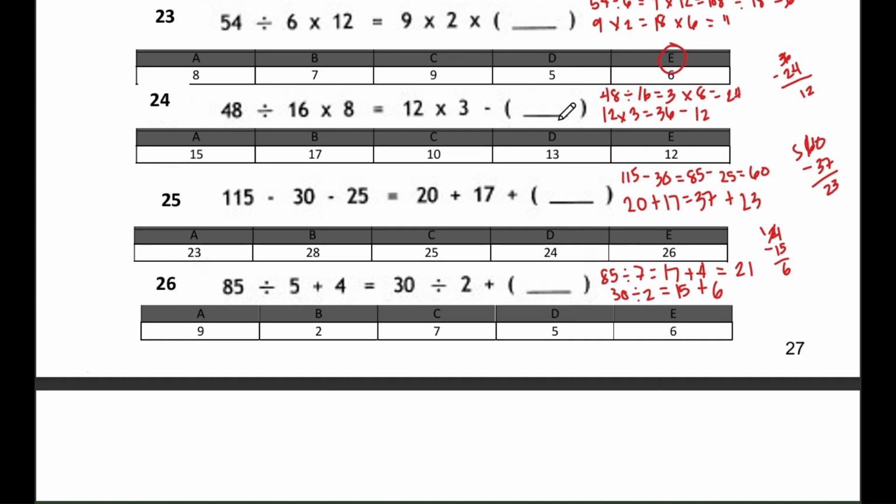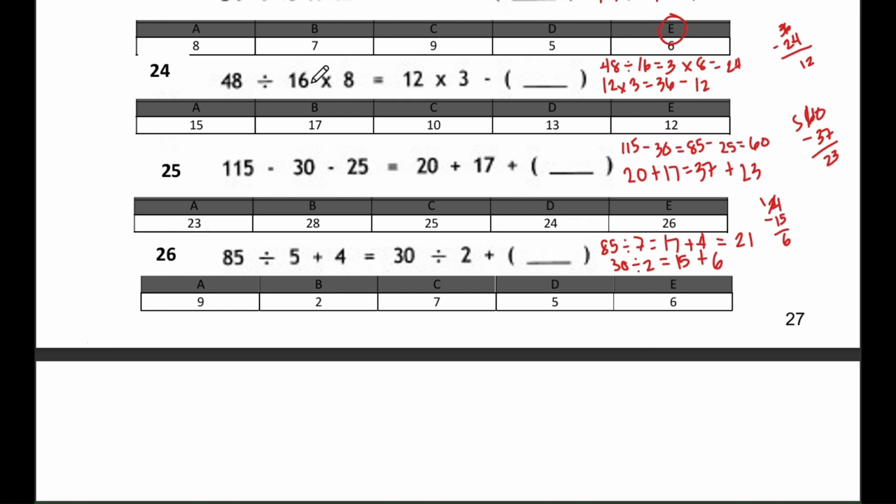Question 24. 48 divided by 16 times 8 equals 12 times 3 minus what missing number? The options are A, 15, B, 17, C, 13, D, 12, or E, 12. The correct answer is E, 12. Let's solve this one.